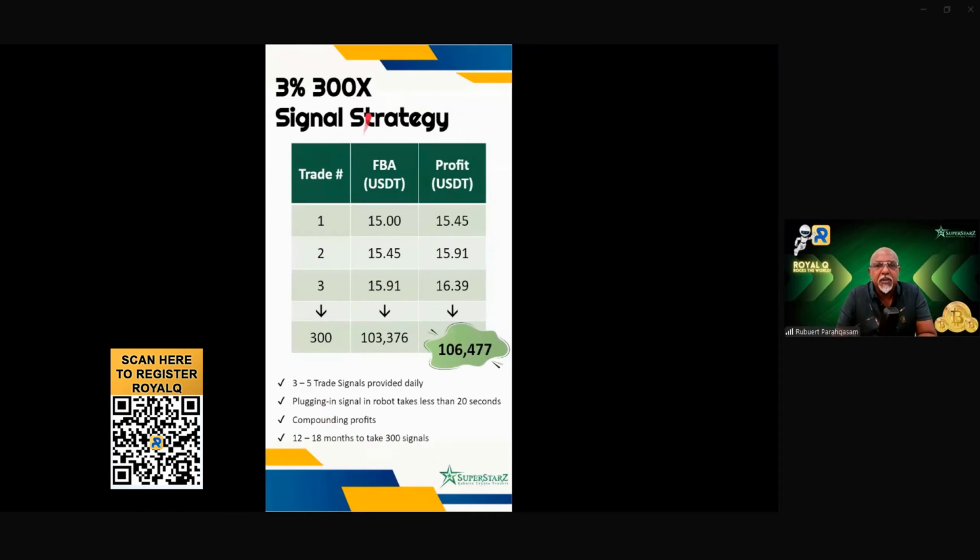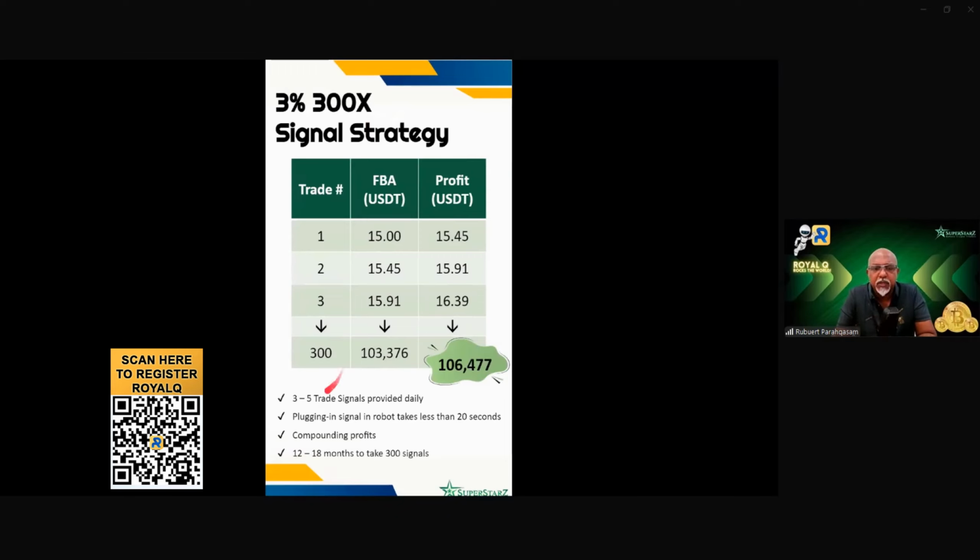The way the 3%, 300 times signal strategy works is this. You start with a small capital, maybe about $15. Then you wait for a signal. Every day we provide 3 to 5 trade signals. All you have to do is take this and plug it into your robot. The robot looks at the market, and when the time is right, it will sell and give you your profit.